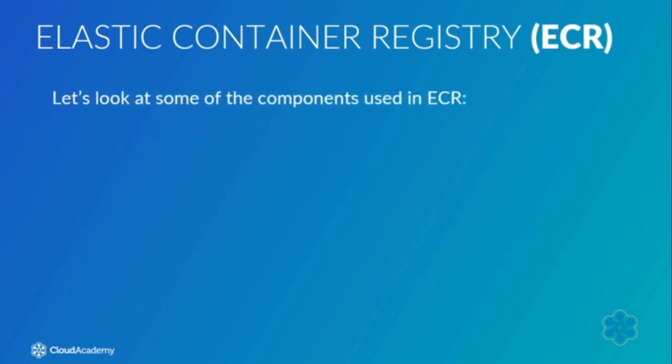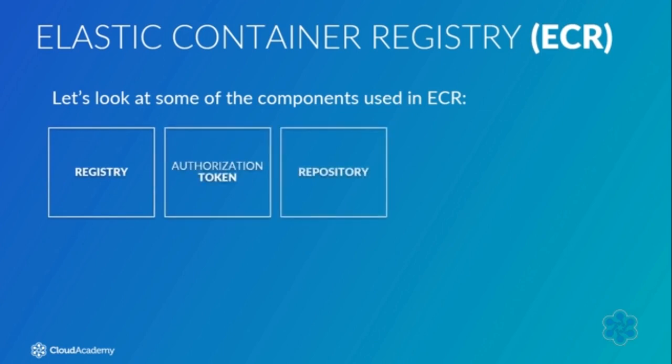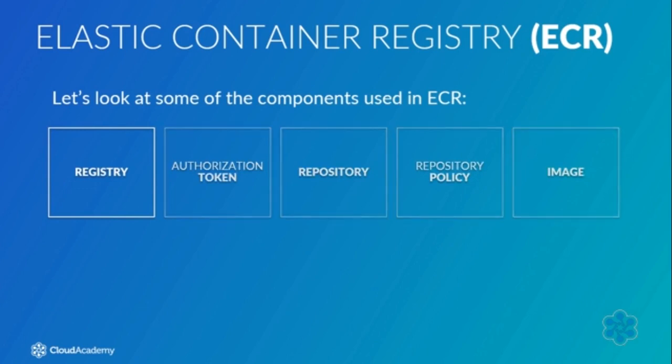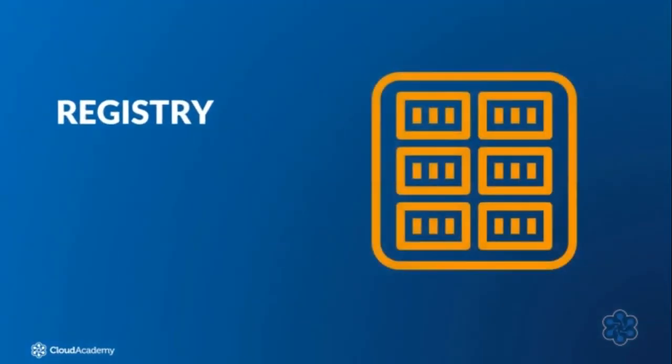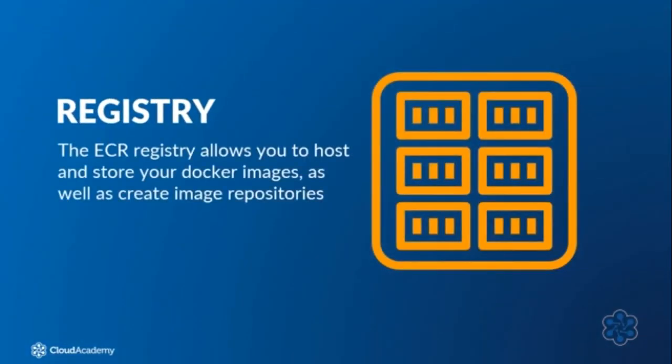To understand the service better, let's look at some of the components used. These being the registry, authorization token, repository, repository policy and image. Let's take a look at the registry first. The ECR registry is the object that allows you to host and store your Docker images in, as well as create image repositories. Within your AWS account, you will be provided with a default registry.